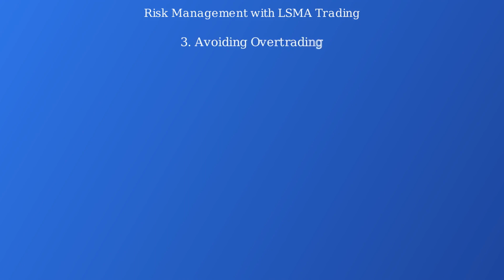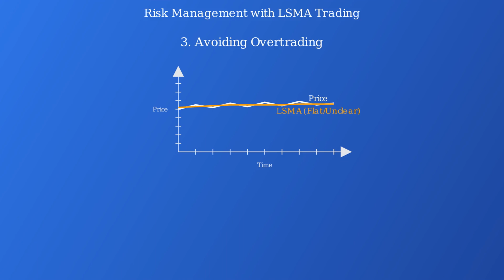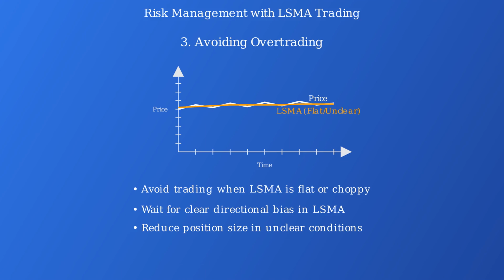The third practice is avoiding overtrading. It's important to recognize when LSMA signals are unclear and avoid trading during these periods. When the LSMA line is flat or price action is choppy, signals become less reliable. Wait for clear directional bias before entering trades or reduce your position size significantly.